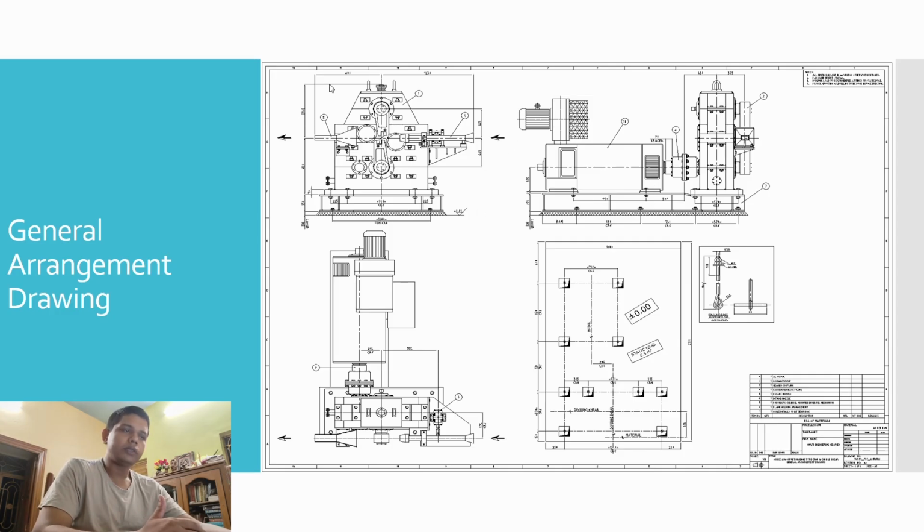So this is an example of a general arrangement drawing, and it provides very basic information on the construction of the machine. Though it is not providing the detailed construction, it has been put here as an example to show you a general arrangement drawing.